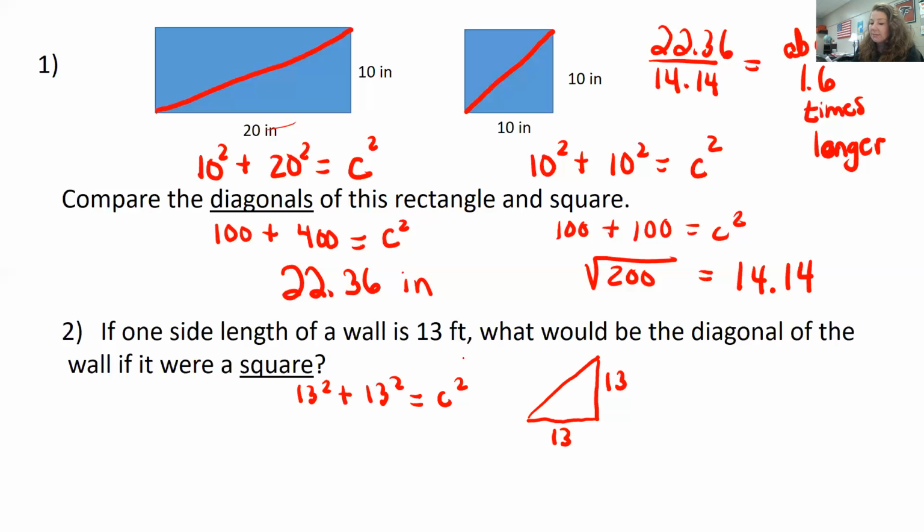So what is 13 squared plus 13 squared equal to? Oh, and I took the square root of that. I just typed the whole thing under the radical, and then it does everything at the same time. That means the diagonal would have to be about 18.38 feet. So if this one side were a part of a square wall, then the diagonal would have to be about 18.38 feet.